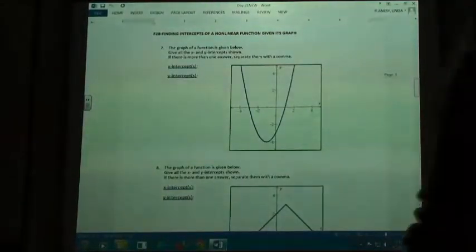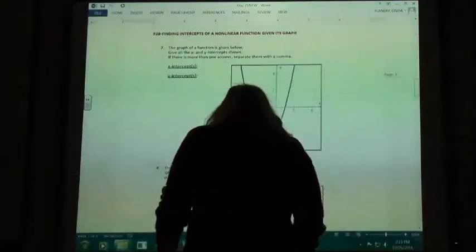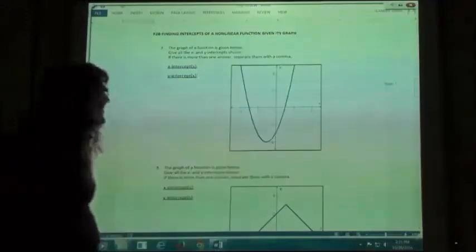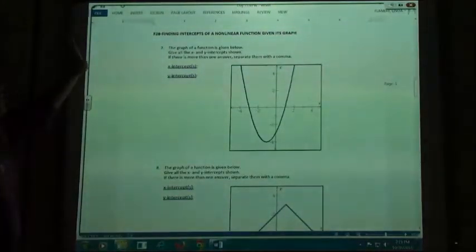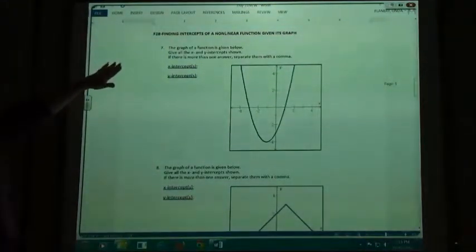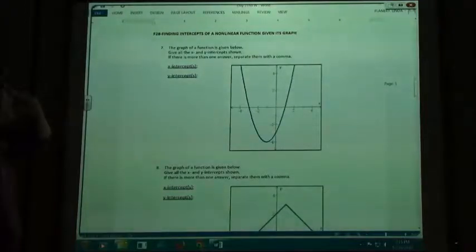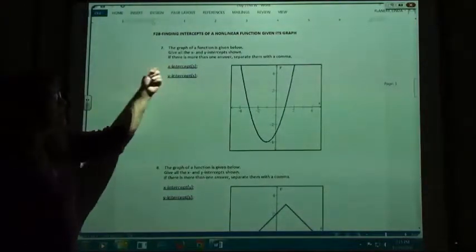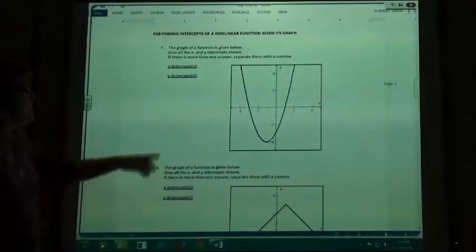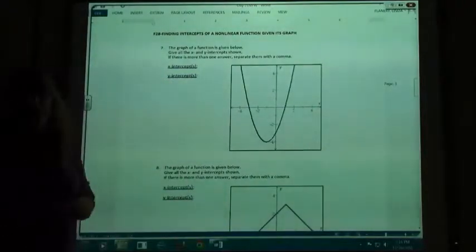Seven, 8, and 9, finding the intercepts of a nonlinear function given its graph. So we're just picking out what the x-intercepts and y-intercepts are. X-intercepts, where does my graph touch the x-axis? Y-intercept, where does it touch the y-axis?